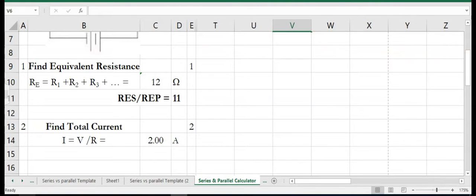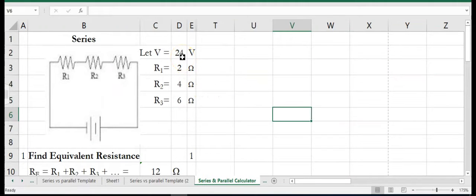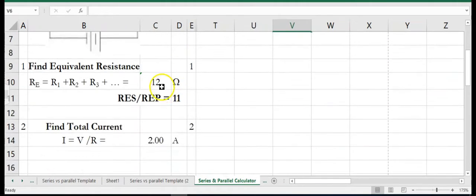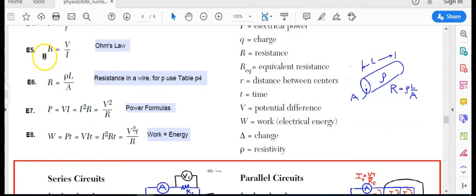In step 2 of this problem, we want to know what the total current allowed to flow through the circuit is when we have a total energy storage pushing with 24 volts and being resisted by 12 ohms. And so this is a job for Ohm's law. I, current, equals V divided by R. Potential difference, or voltage, divided by resistance. This formula is exactly off the reference table, E5, and it's solved for I.